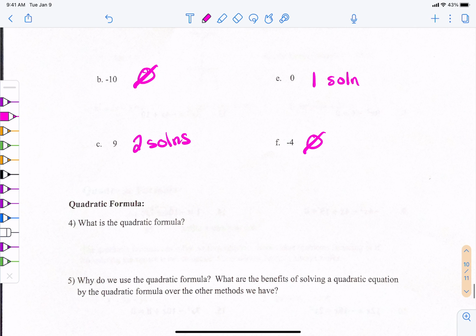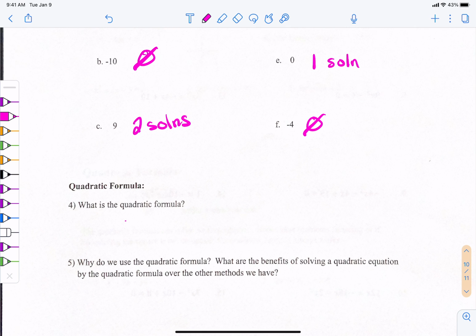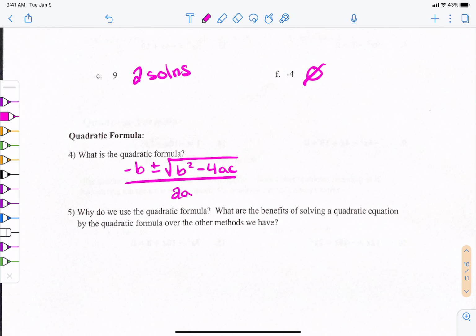All right, what is the quadratic formula? Negative B plus minus square root of B squared minus 4AC, all over 2A. Okay.